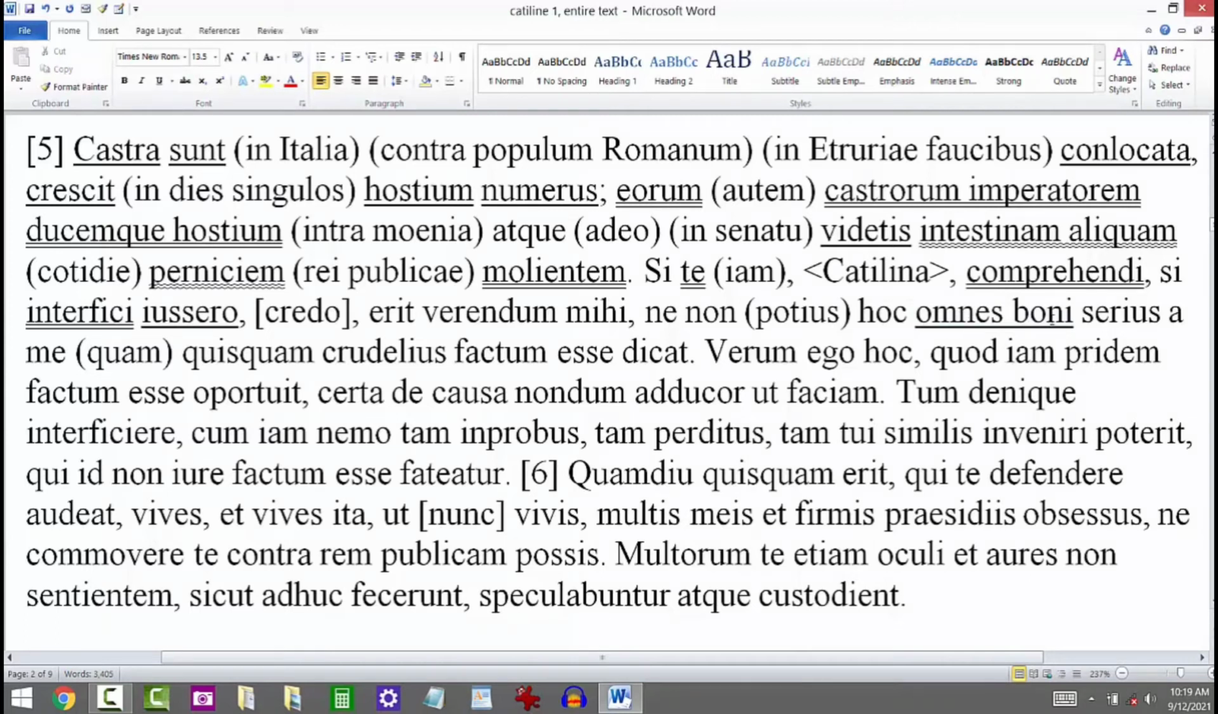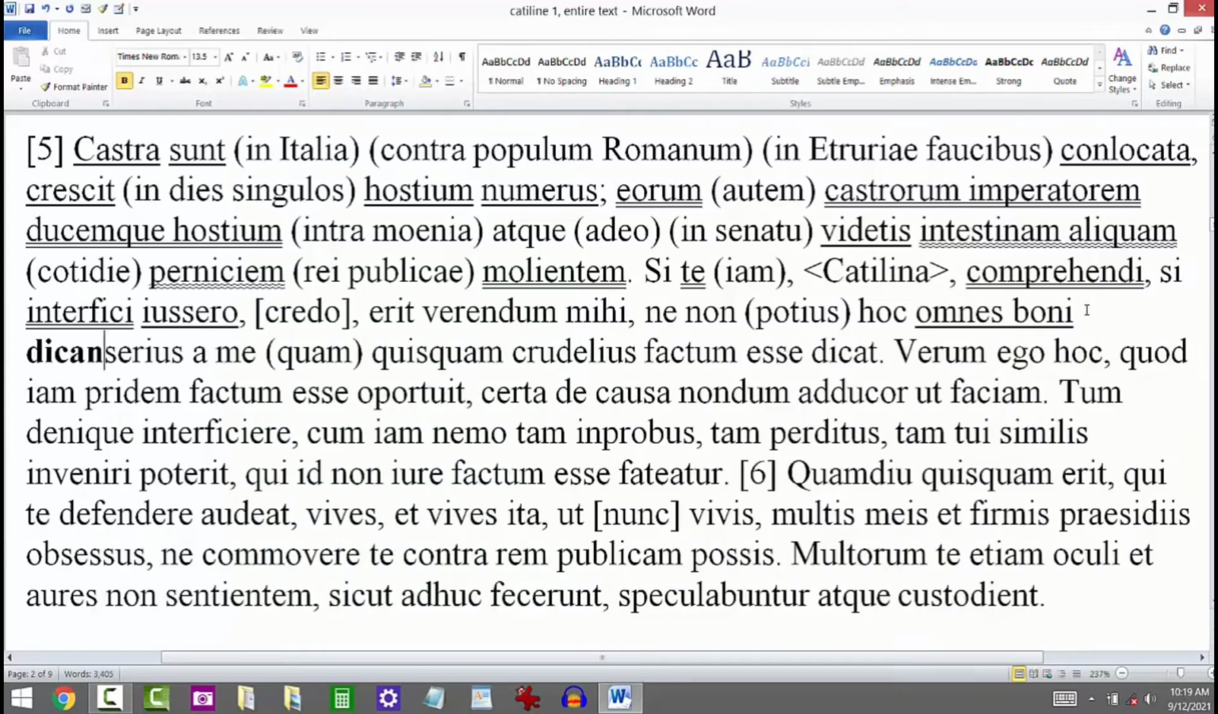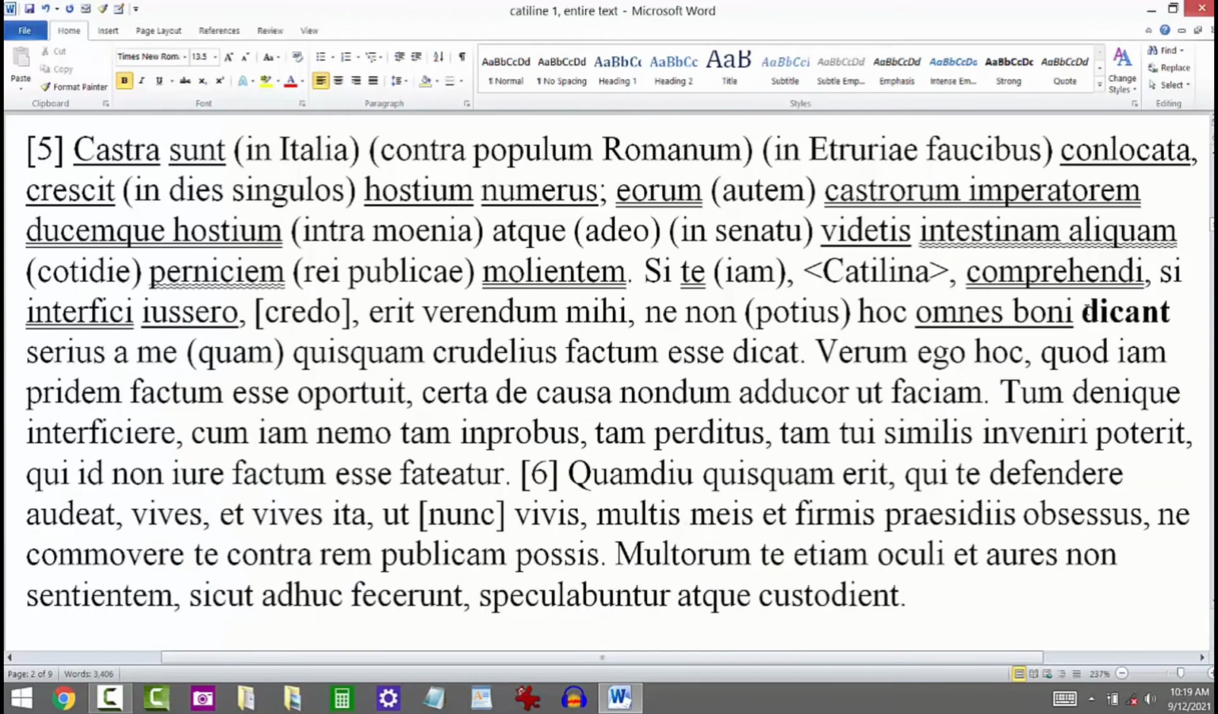Hoc omnes boni, all boni. What? Where is the verb that goes with omnes boni? Seems to be missing, doesn't it? Well, it is, because what you really have here is a decont, as the commentary makes clear. So let's fill it in for now just to get a sense of how it's working.